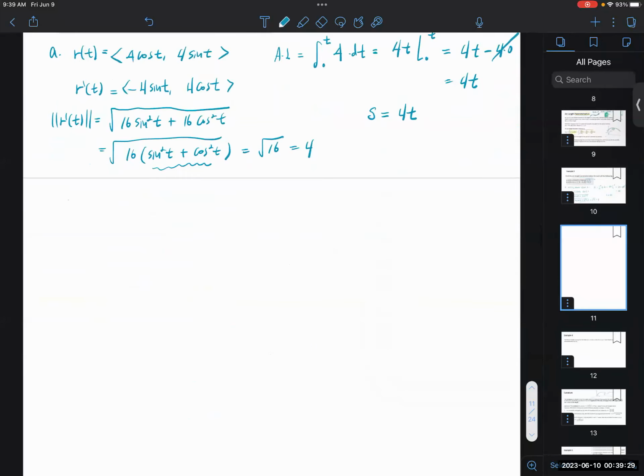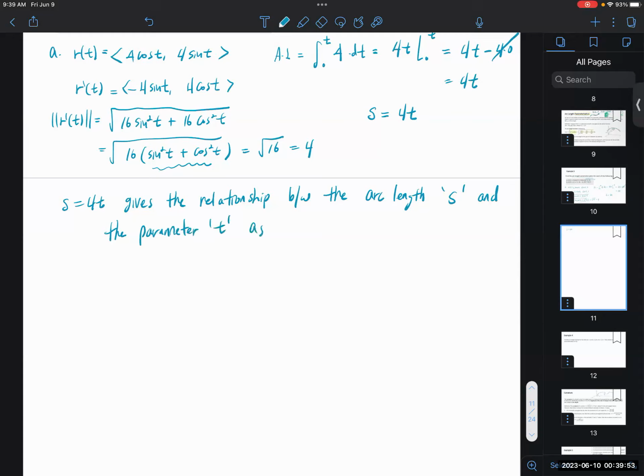S equal to 4t gives the relationship between the arc length S and the parameter t. I'm going to change this in terms of t. We can solve for t, so it's the same as S divided by 4. We can replace.